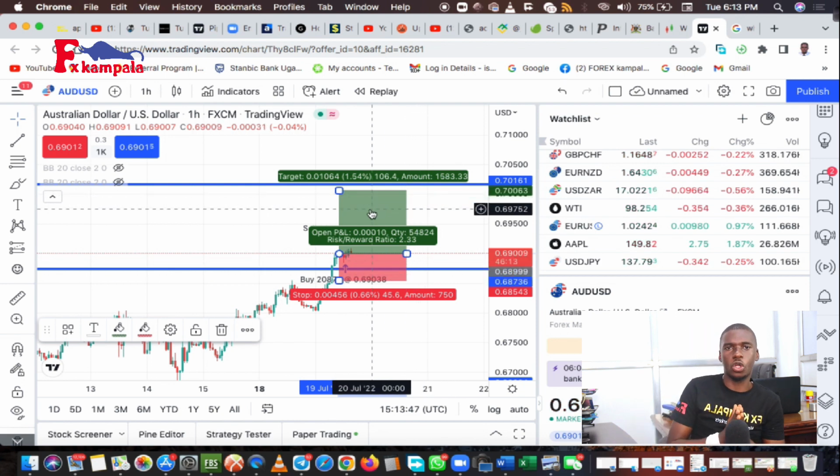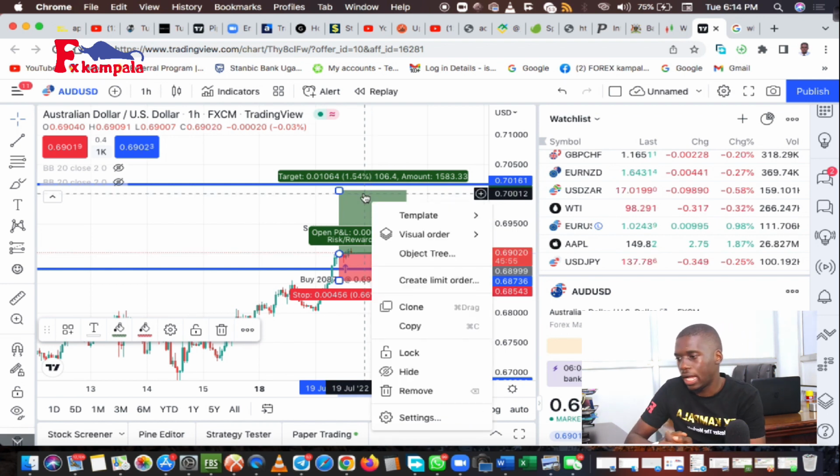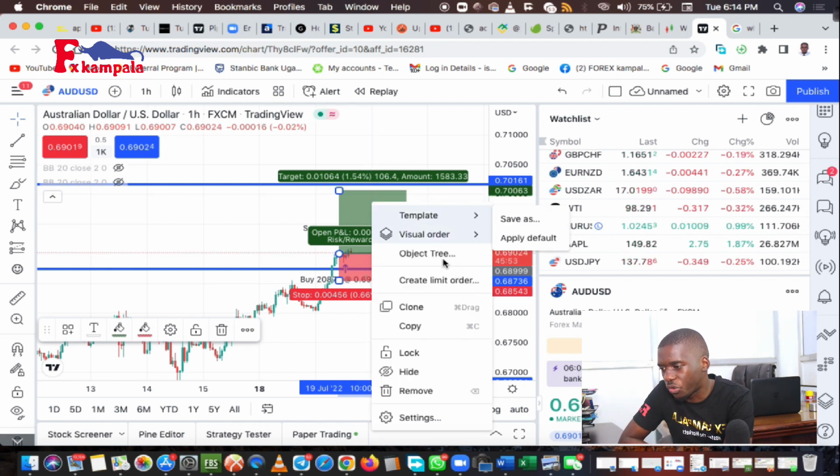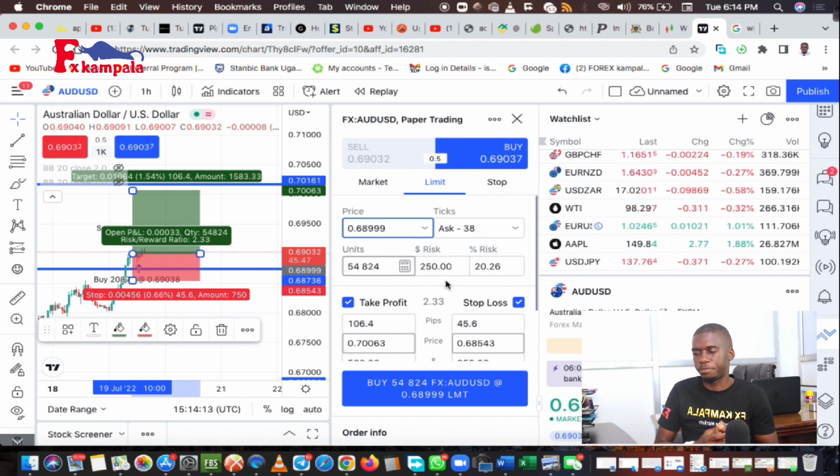After reaching here, what you have to do is right-click. When you right-click, come to this option where there is create limit order. Click there, and it's going to display something of this nature, that is if you have a demo account with TradingView.